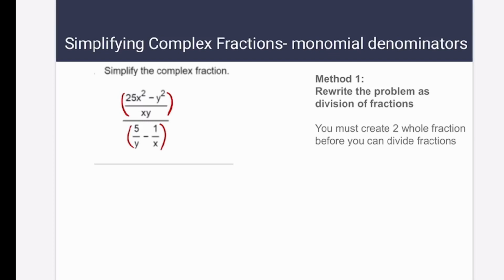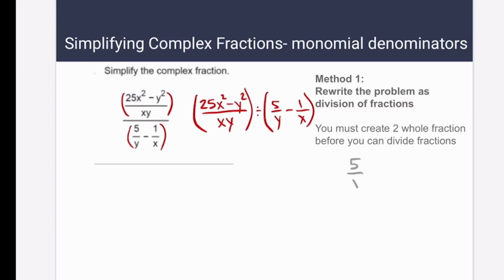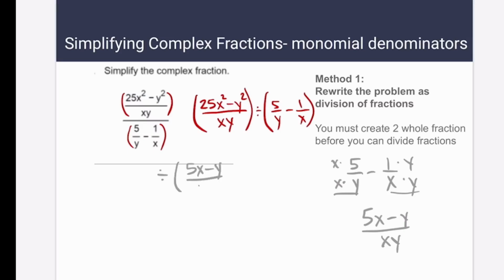So we could rewrite this as division. What we have is 25x squared minus y squared over xy, and that is being divided by 5 over y minus 1 over x. The second fraction is actually a subtraction problem, so you have to combine those together. So 5 over y minus 1 over x, we would need to get a common denominator. Now both denominators are xy, and our fraction would be 5x minus y over xy. So 5x minus y over xy is our second fraction once we put that together, and our first fraction stays the same.